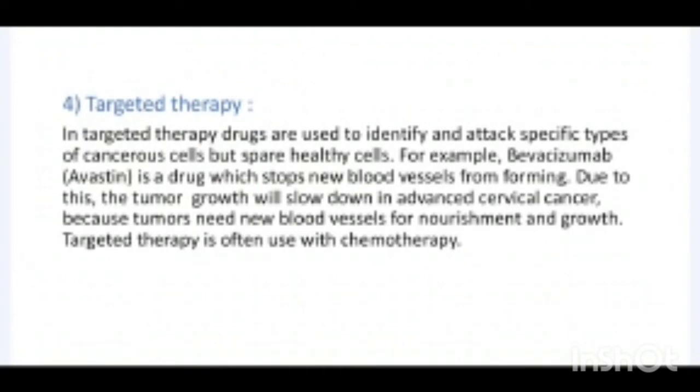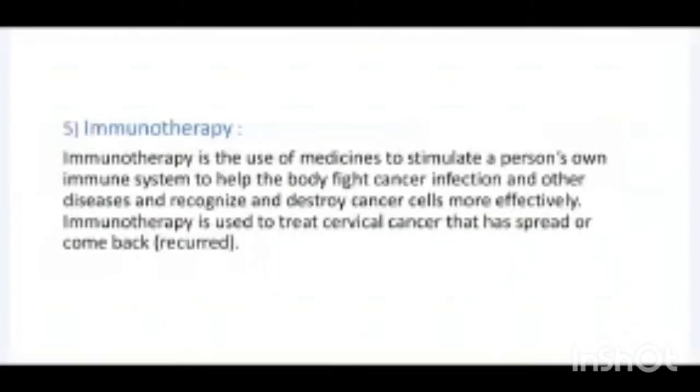Fourth, targeted therapy. In targeted therapy, drugs are used to identify and attack specific types of cancerous cells but spare healthy cells. For example, bevacizumab (Avastin) is a drug which stops new blood vessels from forming. Due to this, tumor growth will slow down in advanced cervical cancer because tumors need new blood vessels for nourishment and growth. Targeted therapy is often used with chemotherapy.